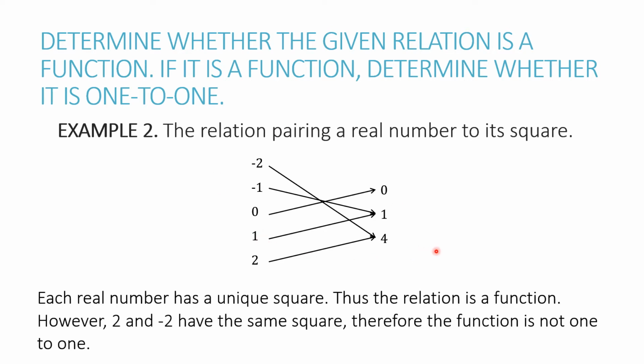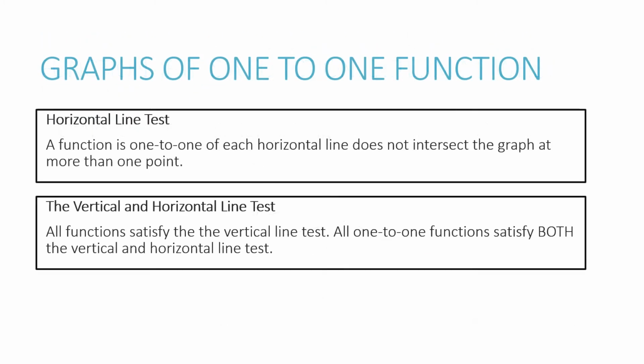So what is the meaning of this diagram? Each real number has a unique square because the relation is a function. However, there are some real numbers like negative 2 and positive 2 which have the same square na ang sagot ay positive 4. Therefore, the function is not one-to-one.